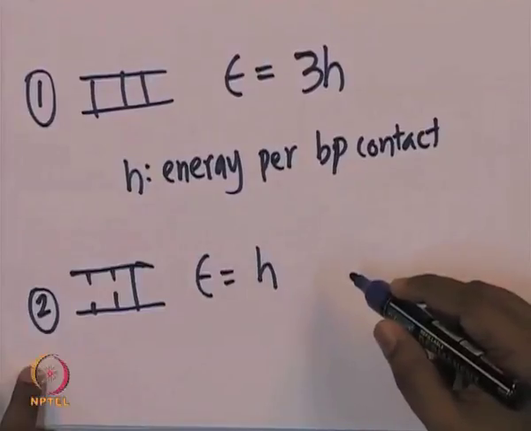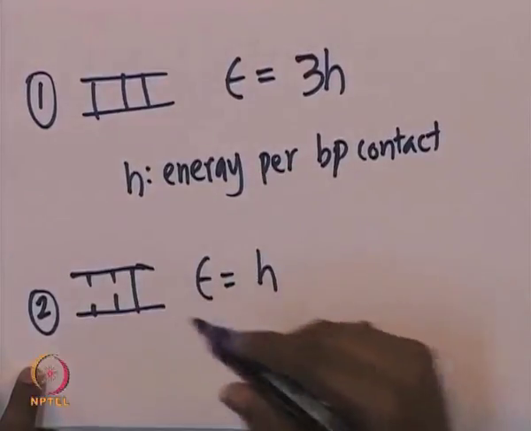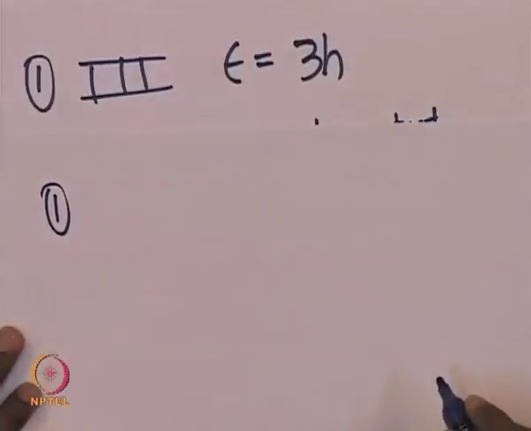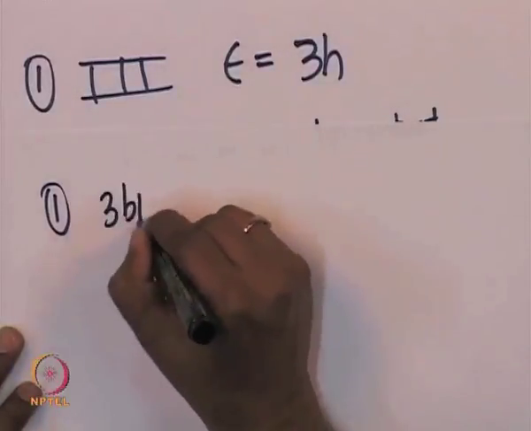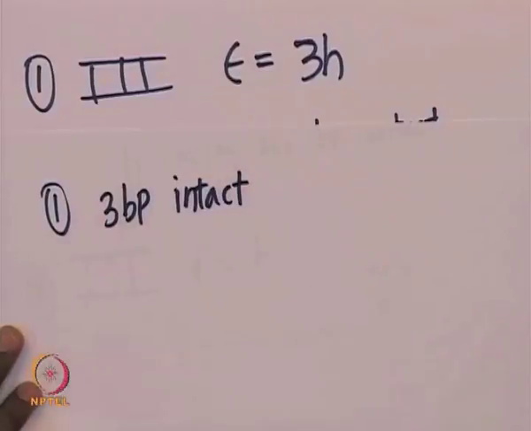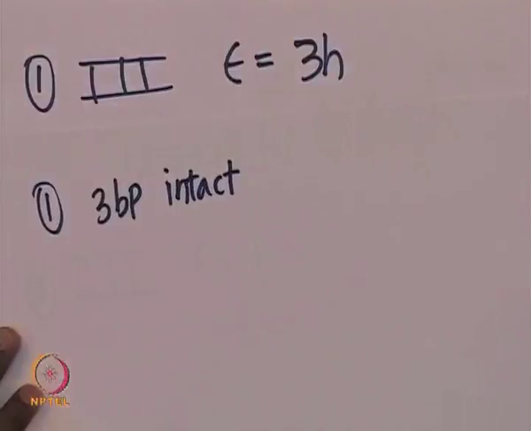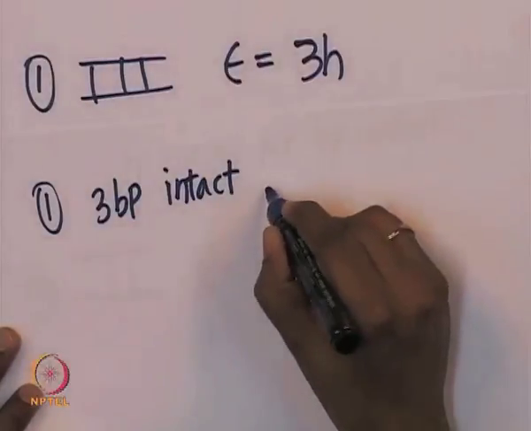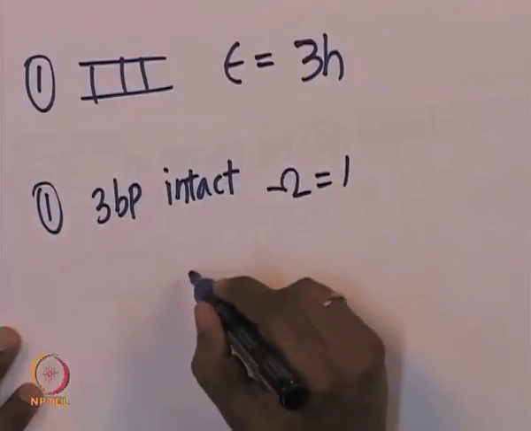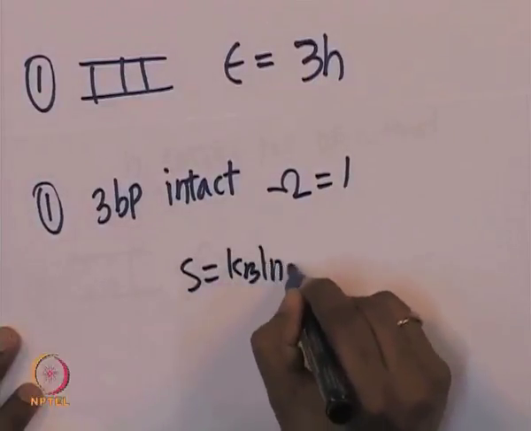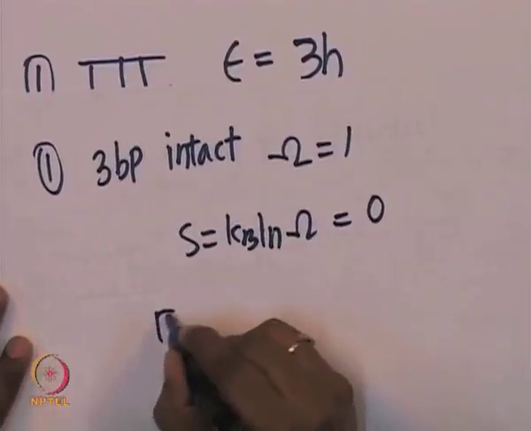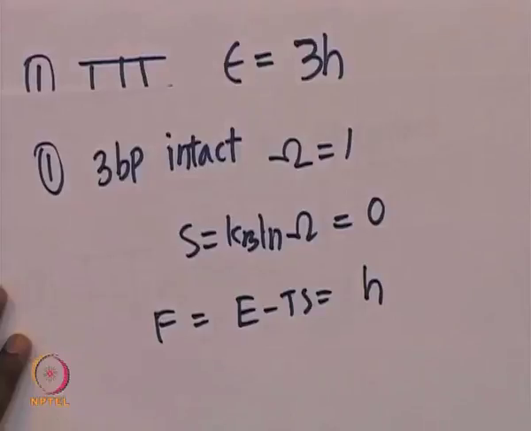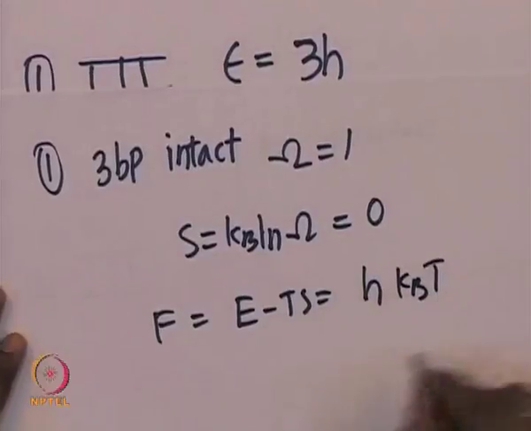Now, we have to calculate entropy. So, what is entropy for this case? Let us think about it. Entropy for case 1: 3 base pairs intact. How many states are possible when the 3 base pairs are intact? There is only one state possible. So, the omega is 1. So, entropy is kB log omega, so this will be 0. So, free energy is E minus TS. This is H minus 0, which is just H. So, H kBT is the free energy in units of this.